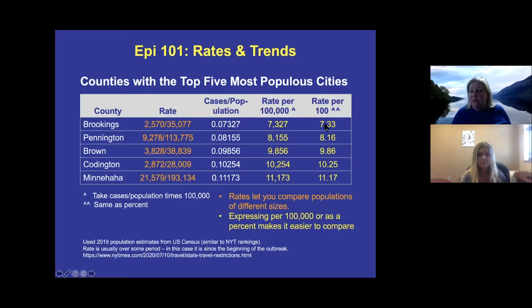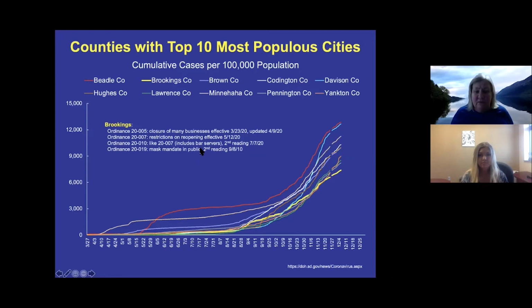And this is the same as a percent, right? Some number out of 100 is a percent. So in Brookings County, 7% of the population has had COVID compared to 11% in Minnehaha. Or you could say 7,000 out of 100,000. So it's just a way of adjusting for the population differences, and then having one number that you can look at when you're comparing it to other populations. So that's why we do rates, and I just want to talk about some trends.